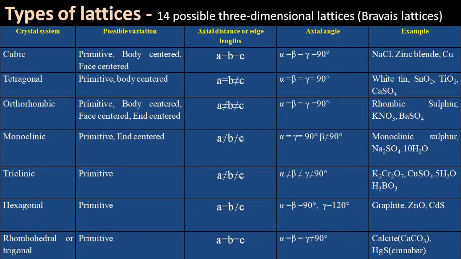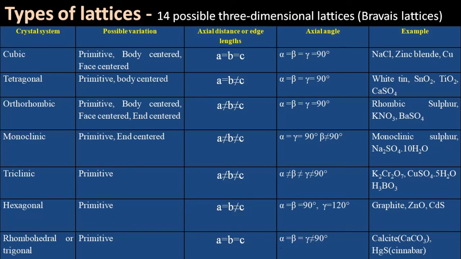For the cubic unit cell, examples you can remember are NaCl and copper. Tetragonal: white tin, tin oxide, titanium oxide, etc. Orthorhombic: rhombic sulfur, KNO3, barium sulfate, etc. Monoclinic: sulfur is an example. Triclinic: sodium sulfate decahydrate, potassium dichromate, copper sulfate pentahydrate crystal, boric acid, etc. Hexagonal structure: graphite, zinc oxide, cadmium sulfide, etc. Rhombohedral structure: calcite, that is calcium carbonate, and mercuric sulfide. So this is about the various crystal structures.